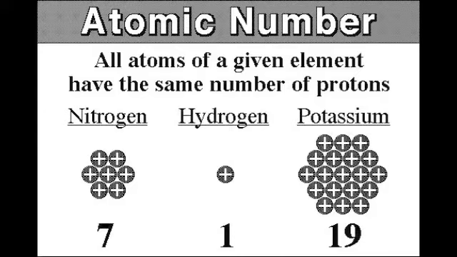An element is defined by its atomic number, or the number of positively charged protons in its nucleus. Nitrogen has 7 protons, hydrogen has 1, and potassium has 19. If these atoms had a different number of protons in their nucleus, they would no longer be that element. They would be a different element.